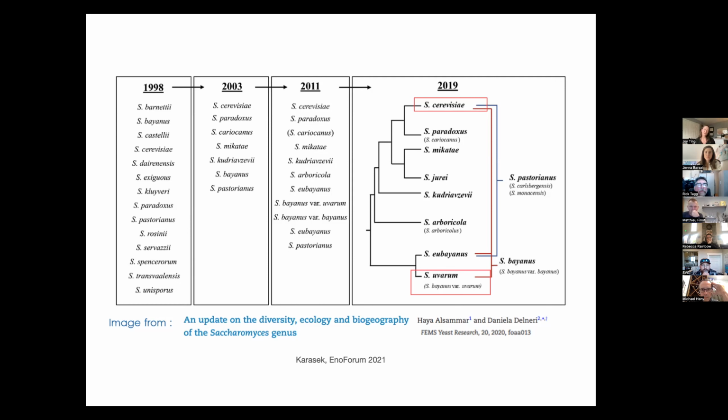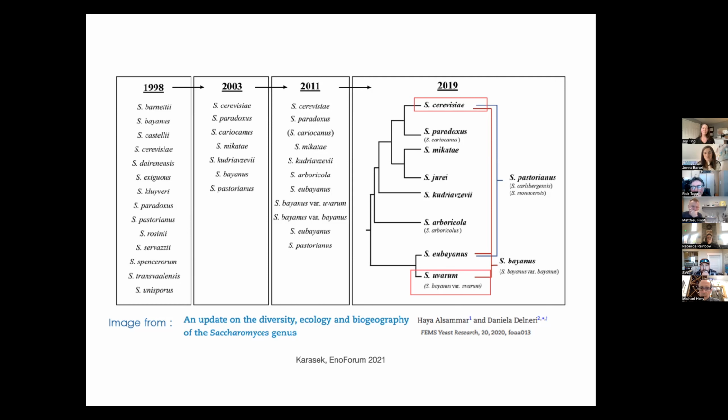But the other thing to realize is that uvarum's not new. It's something that's been around all along. We've just been calling it something else because we couldn't tell the difference. So in the past, we might have called it bayanus, or Saccharomyces bayanus variety uvarum, or some things like that.